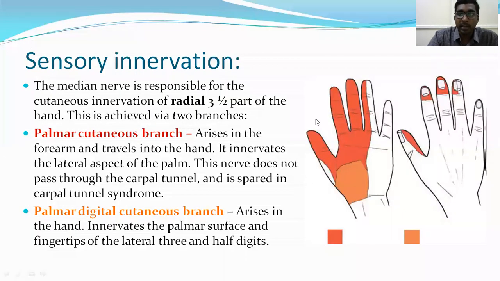So the sensory innervation, I already told. The median nerve is responsible for the cutaneous innervation of the radial 3.5 part of the hand. This is achieved by 2 branches. The palmar cutaneous nerve branch arises in the forearm and travels into the hand. It innervates the lateral aspect of the palm. This does not pass through the carpal tunnel, goes superficial to the carpal tunnel, and it is spared in carpal tunnel syndrome. And the palmar digital cutaneous branch arises in the hand and innervates the palmar surface and fingertips of the lateral 3.5 fingers.